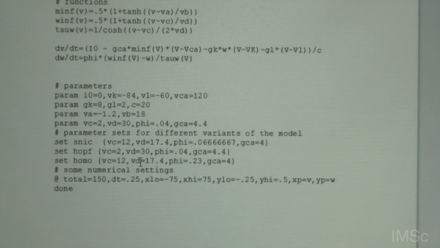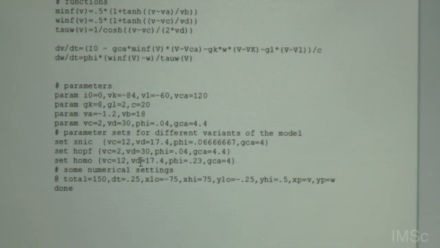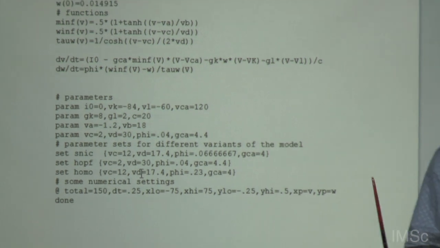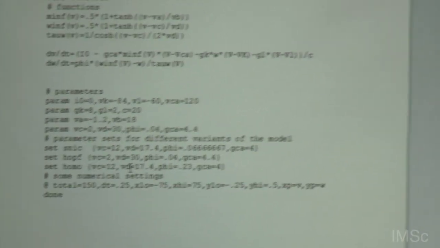What physical variables do you think they represent? V is likely to be membrane potential, right? And do you recognize W? It's a changed notation, but do you think you recognize what W might represent? Gating variables. Correct. So W is a gating variable, just like we had m, h and n in the Hodgkin-Huxley. Okay, so this is a two-dimensional model.